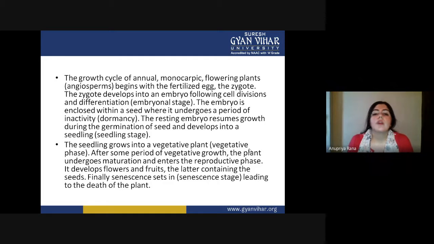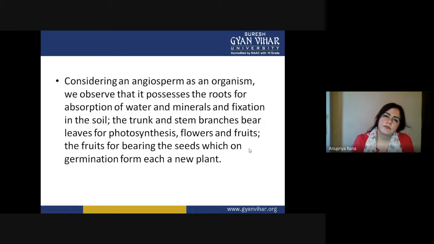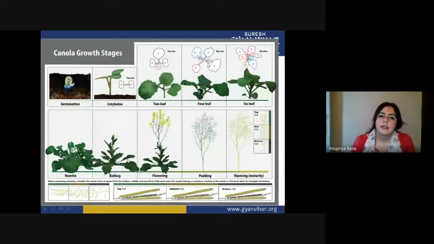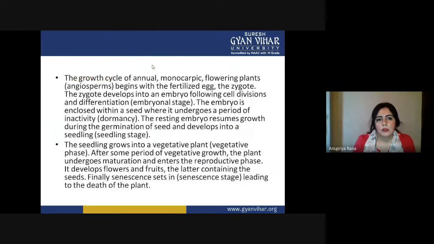The seedling grows into a vegetative plant, like we just saw in the diagram here. This is the vegetative phase. The seedling has to follow the vegetative phase. That is its destiny. After some period of vegetative growth, the plant undergoes maturation and enters the reproductive phase. So always remember, the plant has to go through the vegetative phase, and only then can it enter the reproductive phase.